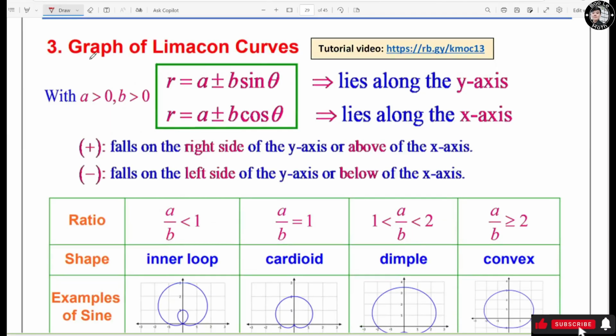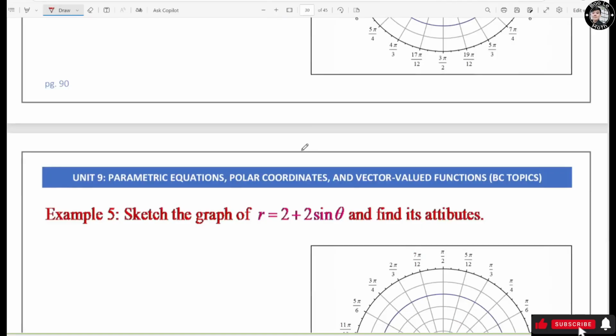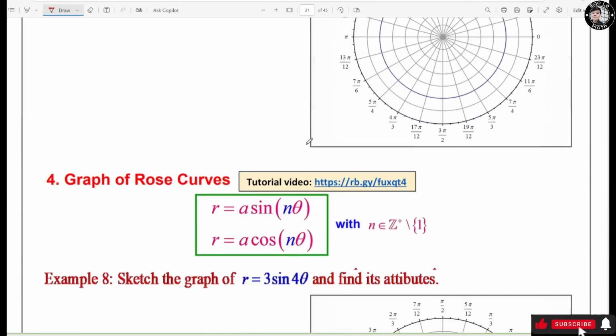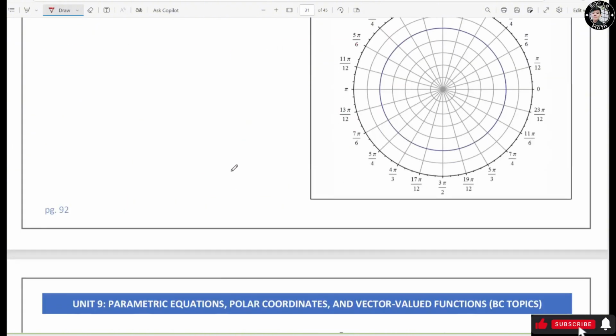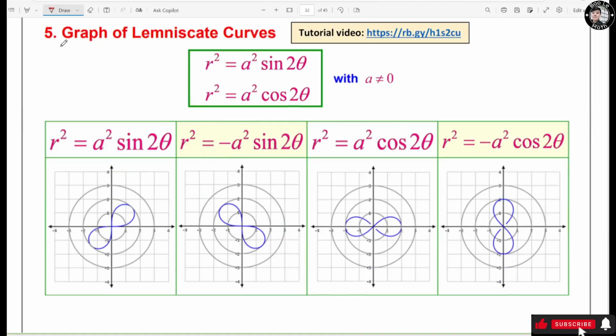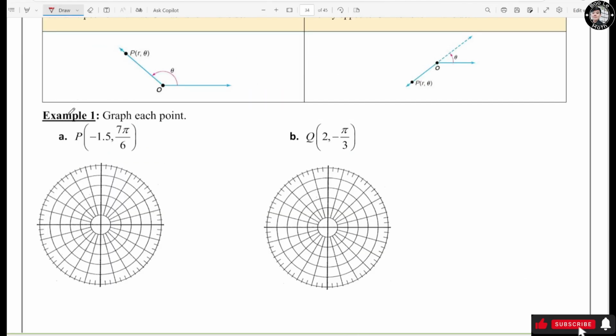Number 3, we're going to talk about the graph of Limacon curves. Number 4, we're going to talk about the graph of Rose curves. Number 5, we're going to talk about the graph of Lemniscate curves. Now let's move on to example number 1.